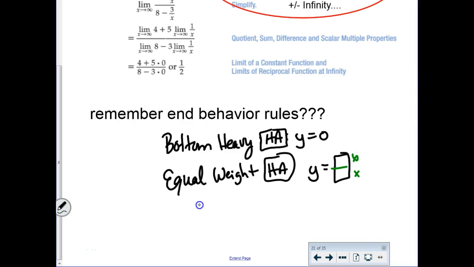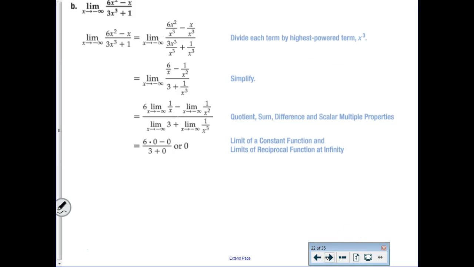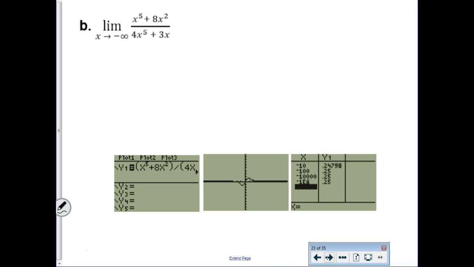And then what if it's top-heavy? That's the oblique one, yeah. So hopefully we don't have to encounter that. It's not the end of the world if you do. It just means it's going to go off to one of the infinities. So we'll discuss that maybe on an upcoming example. Let's take a look at some ones from your notes.